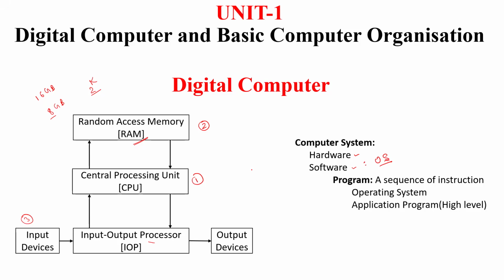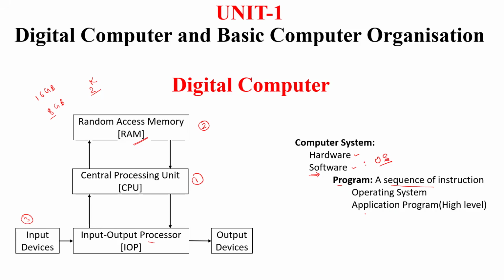For example, a human body without life is the hardware. When life is given, that is the software. The functioning of the hardware is controlled with the help of software. How does this software work? It has multiple programs. So what is a program? A program is a sequence of instructions. When we write instructions in a particular sequence for a particular purpose, that is called a program.